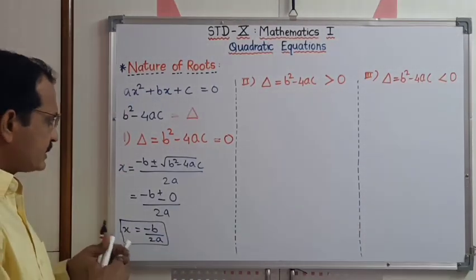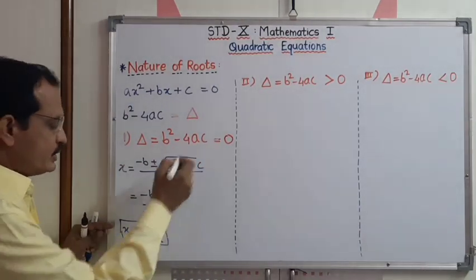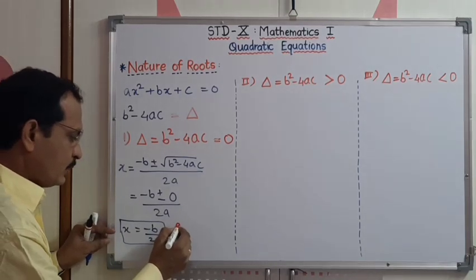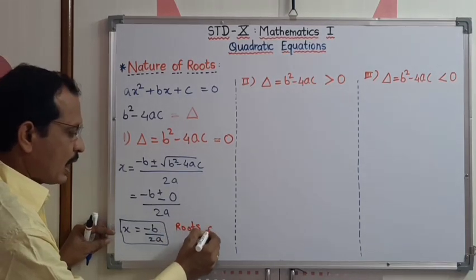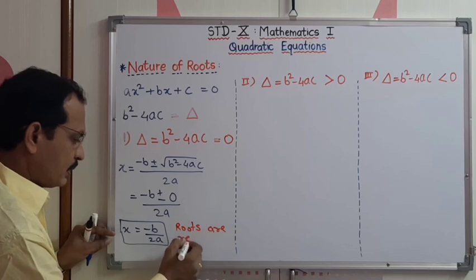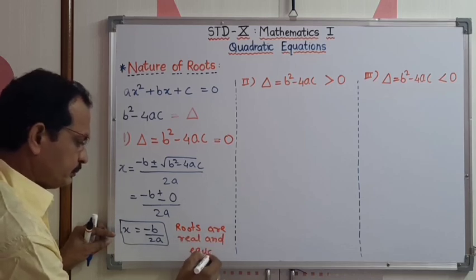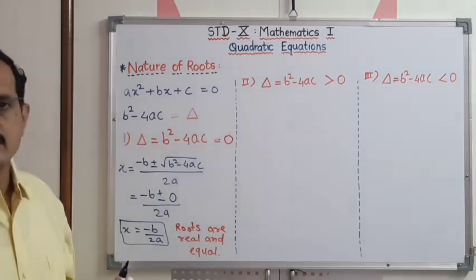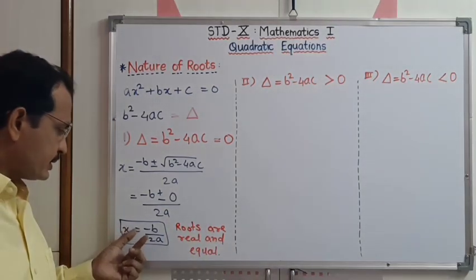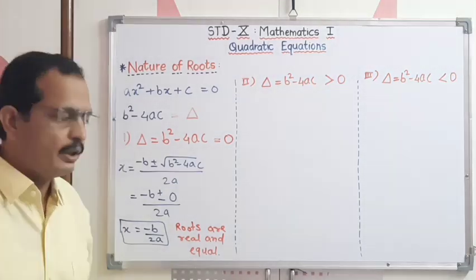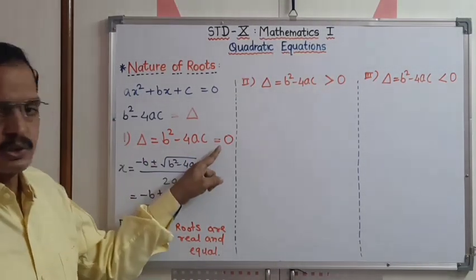From that we can say that if delta is equal to 0, then the roots are real and equal. That means we get one root, that is x is equal to minus b upon 2a, when delta is equal to 0.